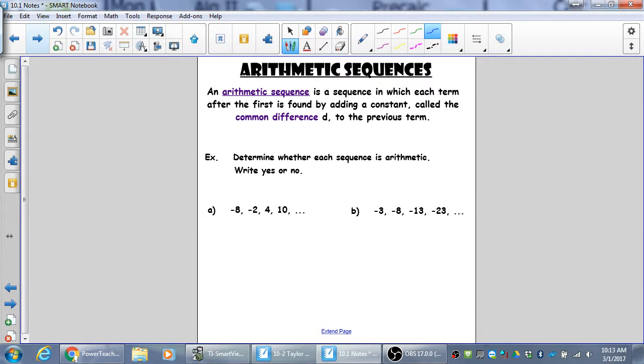Now we get into the specific sequences and their names. First of all, we have an arithmetic sequence. An arithmetic sequence is a sequence in which each term after the first is found by adding a constant, called the common difference. We label it letter D, to the previous term. Now what does that mean? Well, let's look at an example. Determine whether each sequence is arithmetic, yes or no.